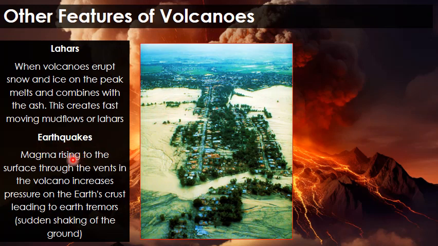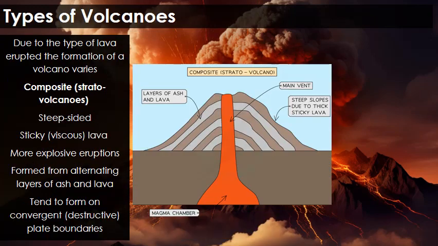Then earthquakes. So as the magma is rising to the surface through the vents in the volcano, it increases pressure on the Earth's crust, right? Leading to earth tremors, which means the sudden shaking of the what? Of the ground.